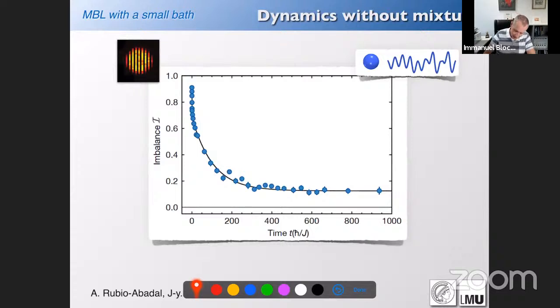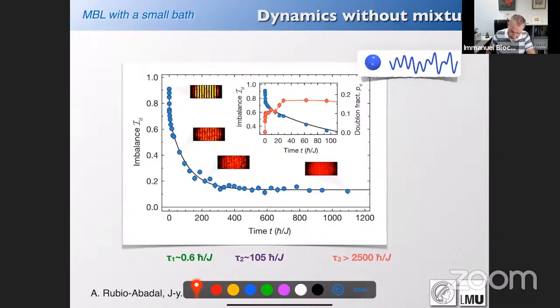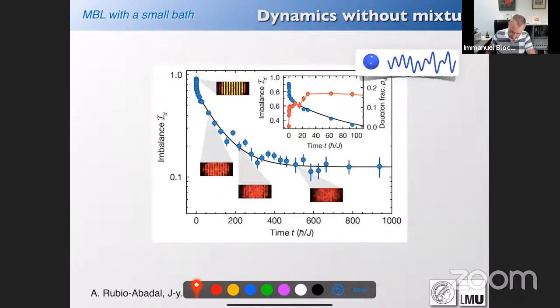And we can indeed see here that for this disorder strength, in this case 24J, we approach a non-zero value, and the system seems to be in a steady state. When I say seems to be, if I plot this on a log scale, we can identify 3 different time regimes. There's a first fast decay happening on just a few tunneling times. There's a slower decay happening on a few hundred tunneling times. And then there's this quasi-steady state.